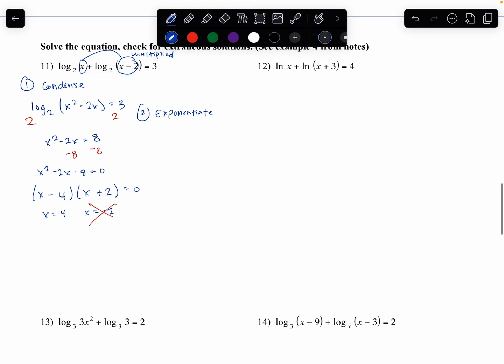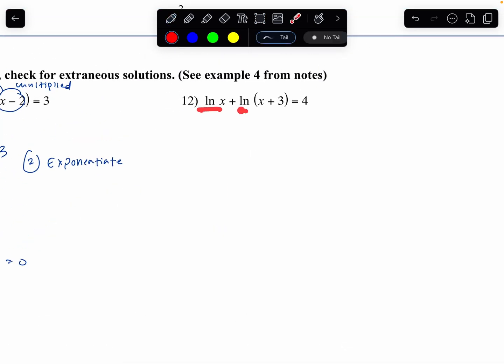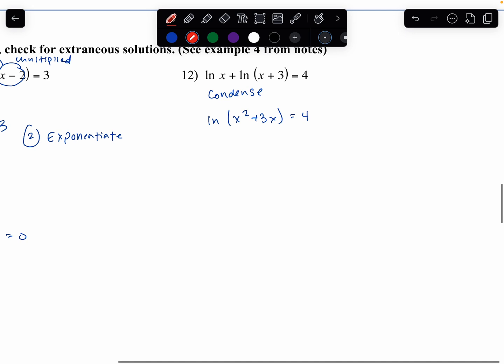Okay, for 12, again we have 2 logarithms. What I'm going to do is condense. So then I'll get the natural log of x squared plus 3x equal to 4. And then I'm going to exponentiate with a base of e, since the natural log has a base of e. So then I'm going to be left with x squared plus 3x equal to e to the 4th.